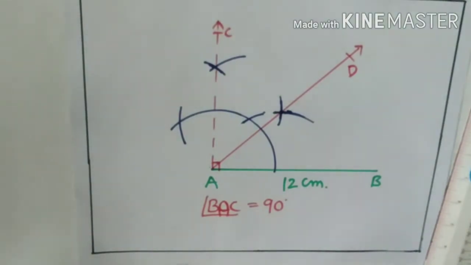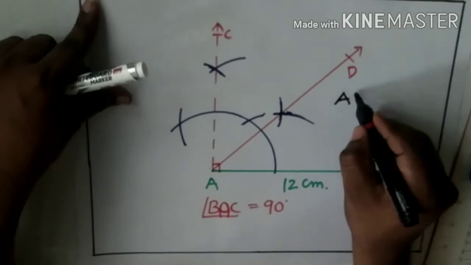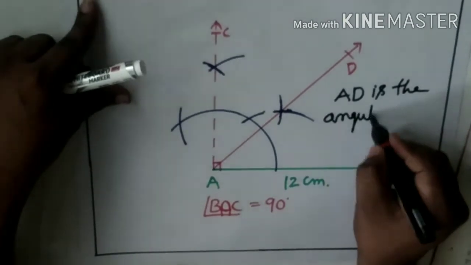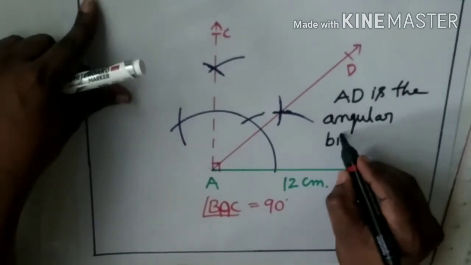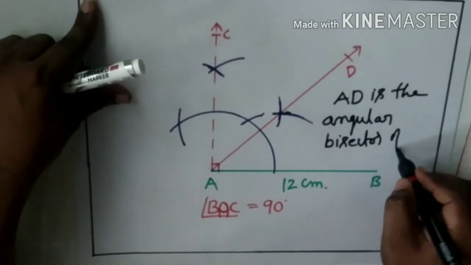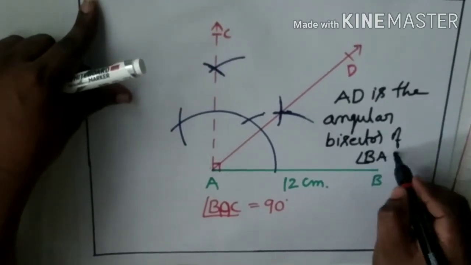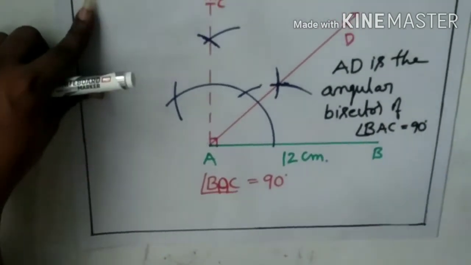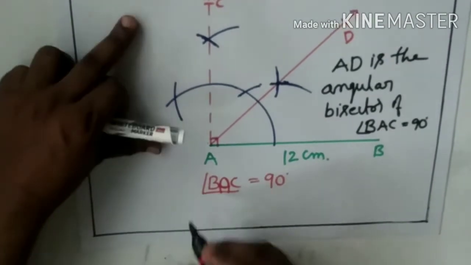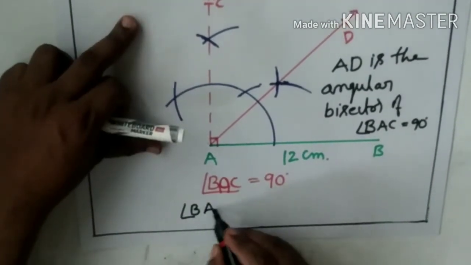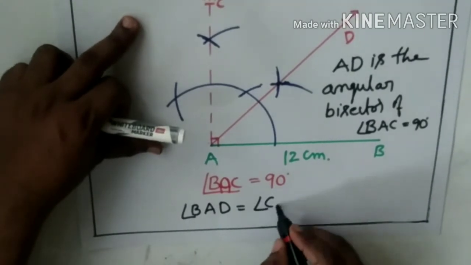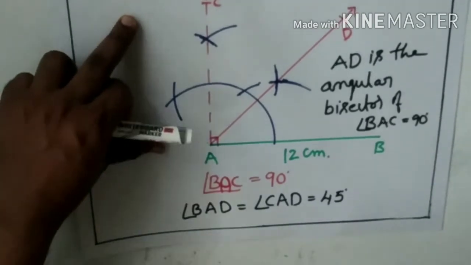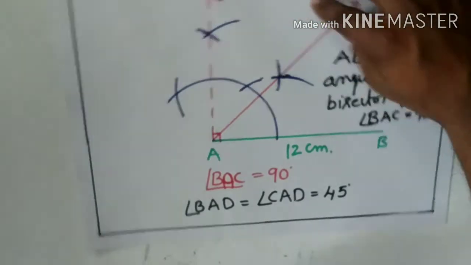What is that? AD is the angular bisector of angle BAC, that is nothing but 90 degrees. Bisector means it's divided into two equal parts. That is nothing but angle BAD is equal to angle CAD. Half of 90 is 45 degrees. Each is equal to 45 degrees.